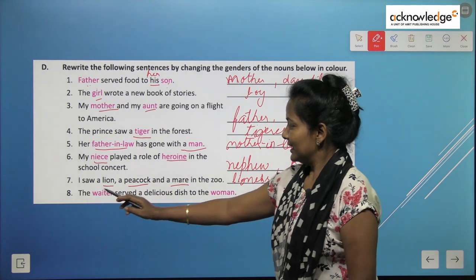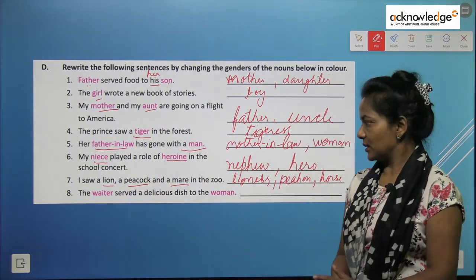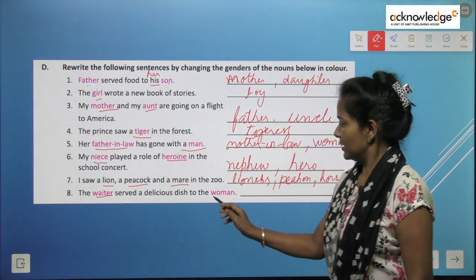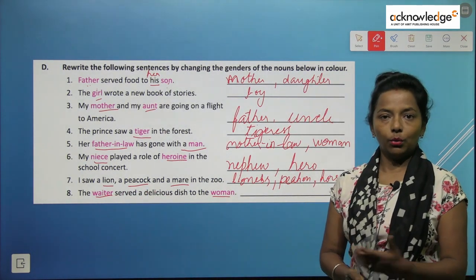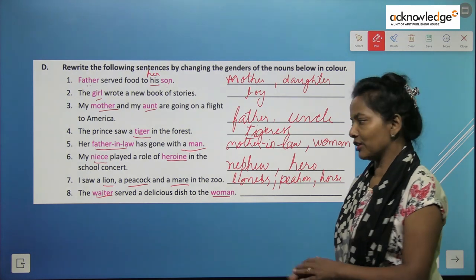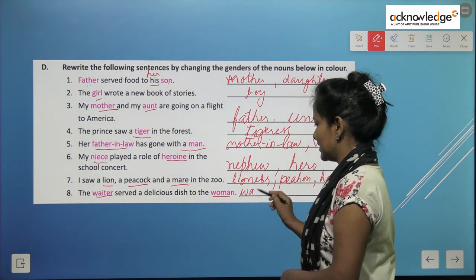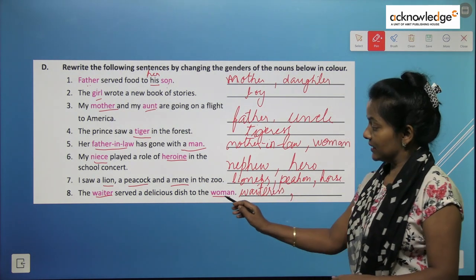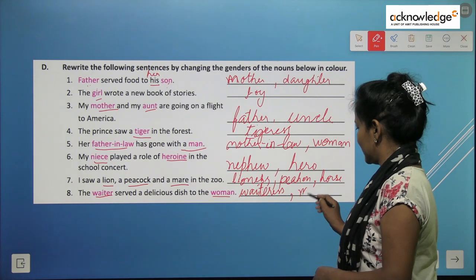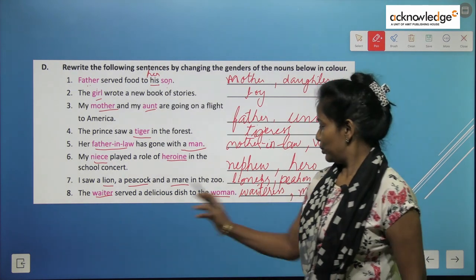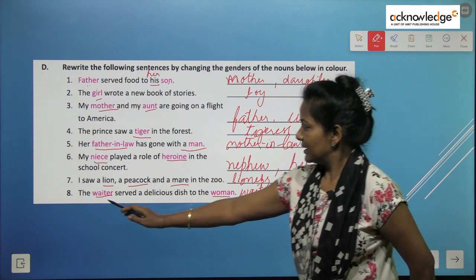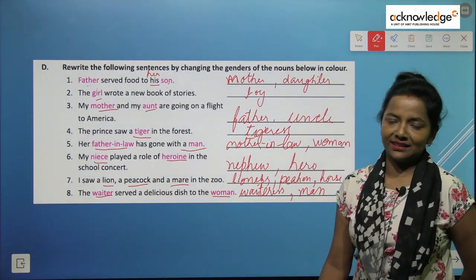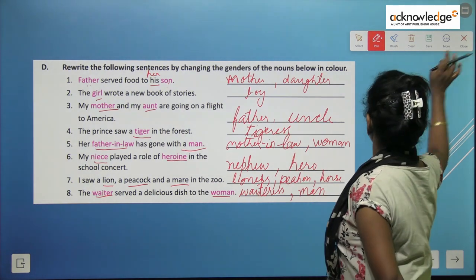Okay. Now the last one is the waiter served a delicious dish to the woman. Waiter and woman have to be changed. The feminine gender of waiter is waitress. So we write down here waitress, and this woman changes to man. Now read the sentence using these. The waitress served a delicious dish to the man. So here we complete this exercise, children.